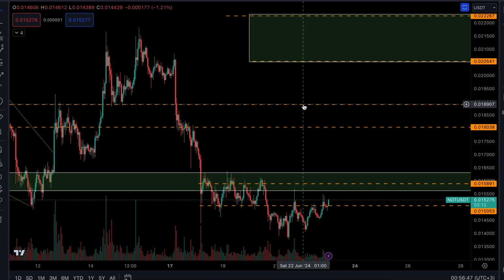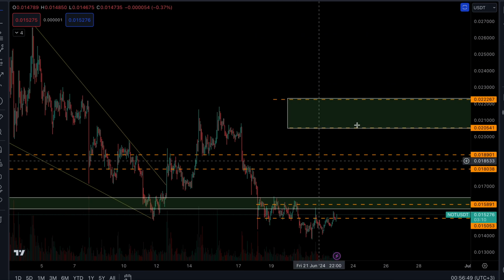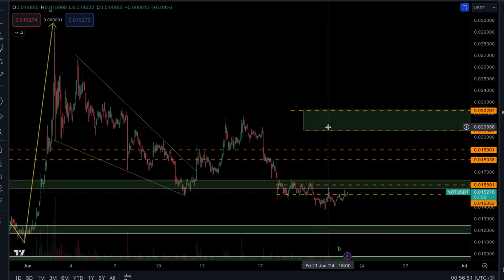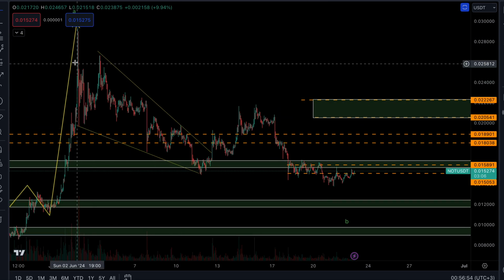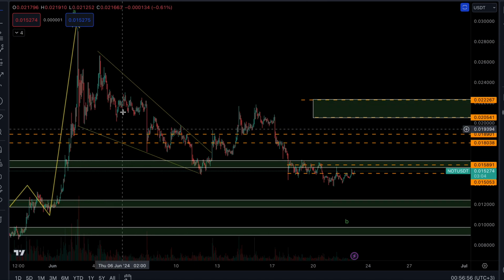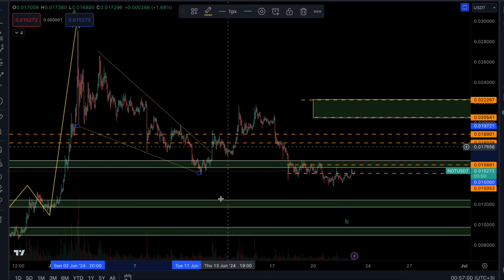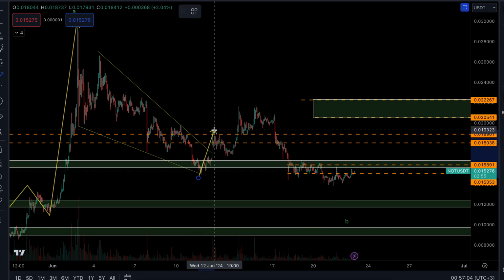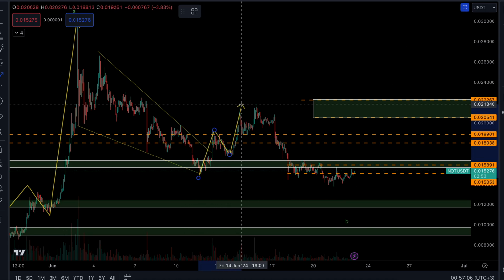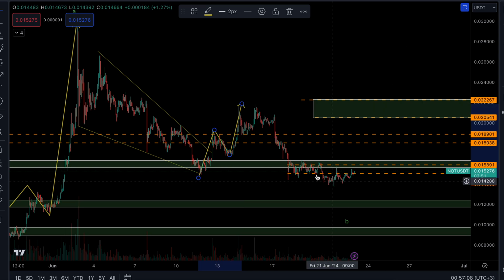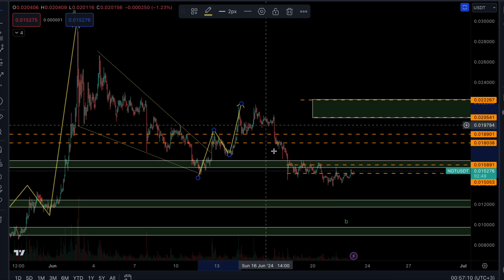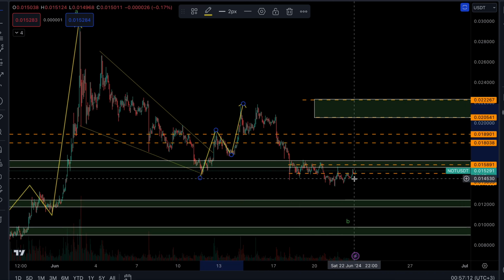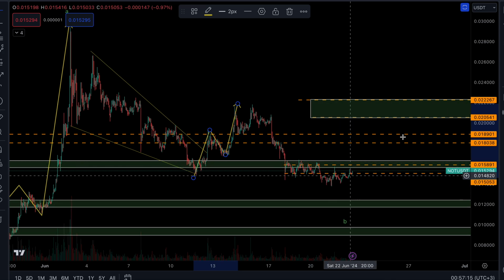Okay, why do I expect NOT to go there? So it's simply by analyzing the correction that we have on our left, looking at the reaction that we had here. Looking at the reaction that we had here, we have already 3 waves indicating that we have to move further down. As you can see, we're moving and we're ranging, and again we're coming back up, finding support.